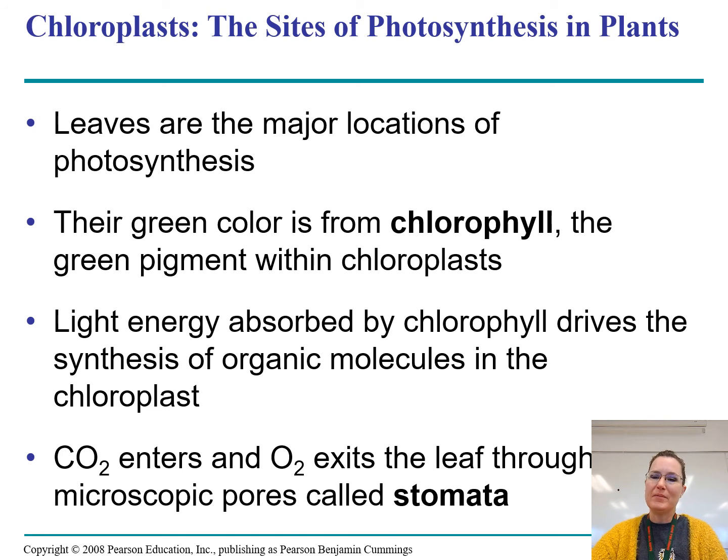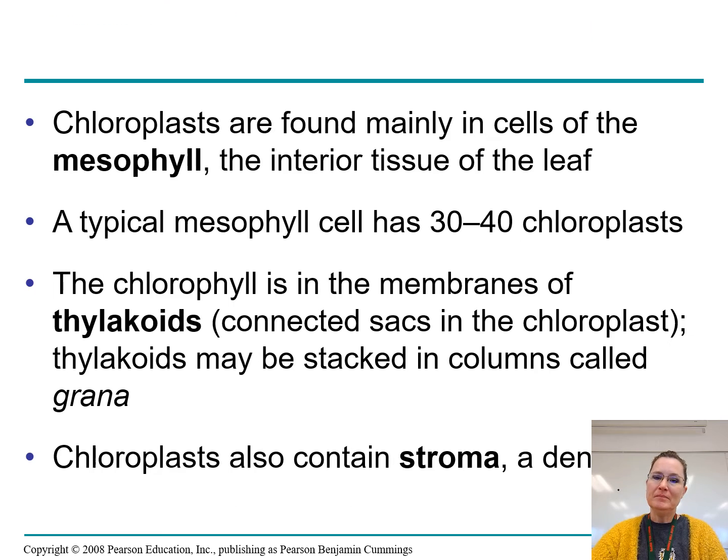And then structurally, there are little holes in the leaf where gases go in and out. It's where the CO2 goes in and the O2 comes out, and they're called stomata. A couple of other words I want you to understand: thylakoids is one of them. In the chloroplast, we have little structures that look like coins. A lot of people describe them as little stacks of coins, and those are called thylakoids.